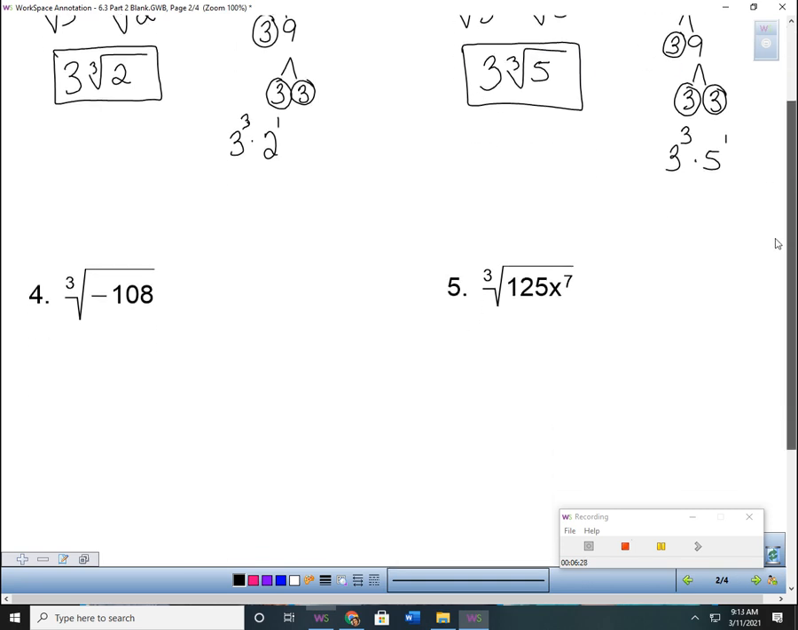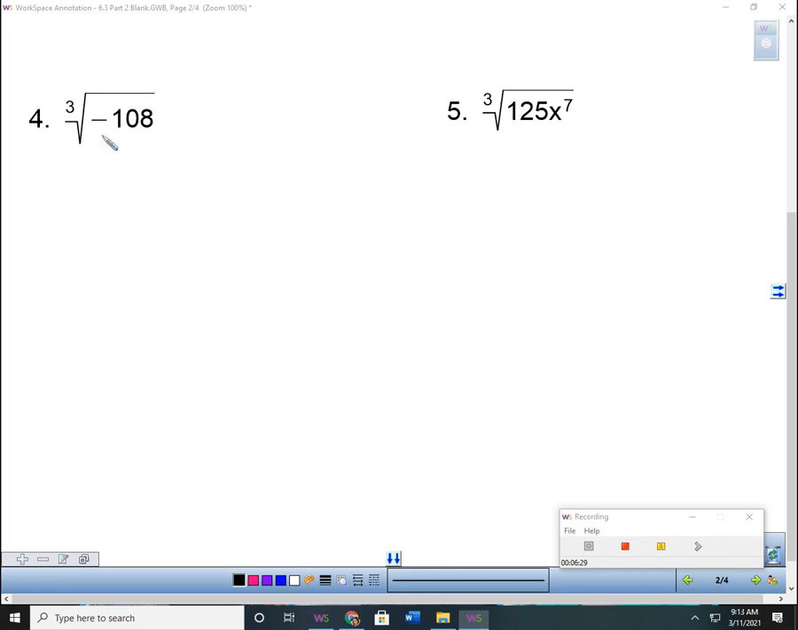So on number 4, when you look at that one, you have a negative underneath, and so I know my answer is going to be negative, so I'm going to take it out so I don't forget that I have it there, and I'll just keep bringing it all the way down. So 108.